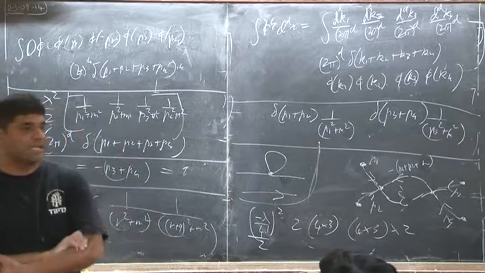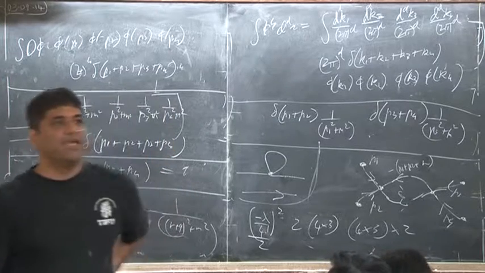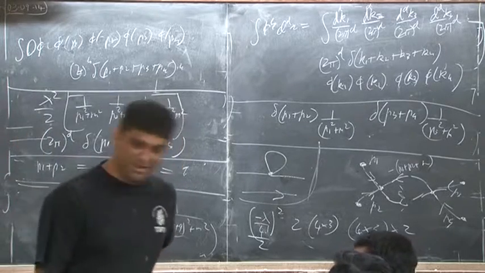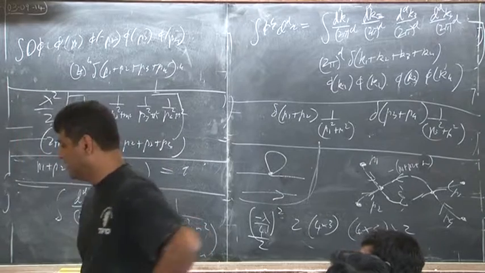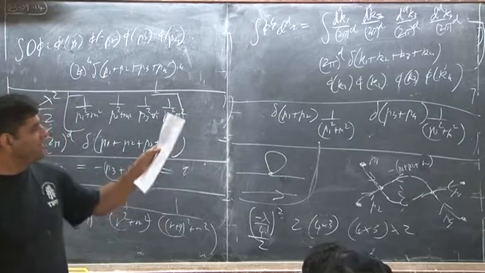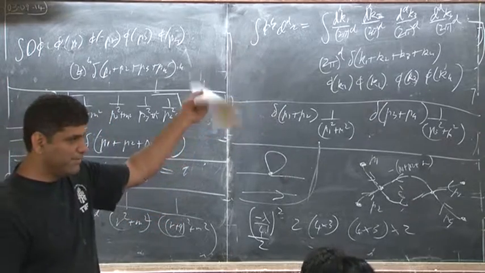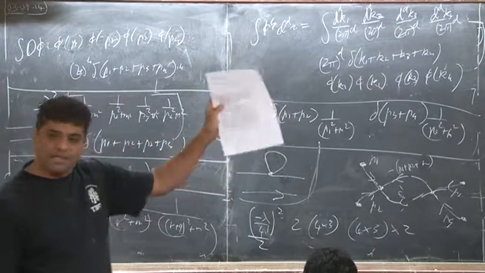A good reference for the next class is a paper written by Polchinski called Renormalization and Effective Lagrangians, 1983, Nuclear Physics. It's a good reference. You might want to bring it to the next class.